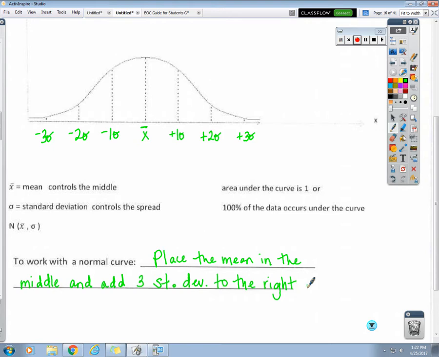And then you will subtract 3 standard deviations to the left. Okay, and that's what we did up there. We put the mean in the middle because it controls the middle. We added 3 standard deviations to the right. Those are for the above average data. And we subtracted 3 standard deviations to the left. Once you have that copied, you can go ahead and turn to page 15 and we're going to work some examples.